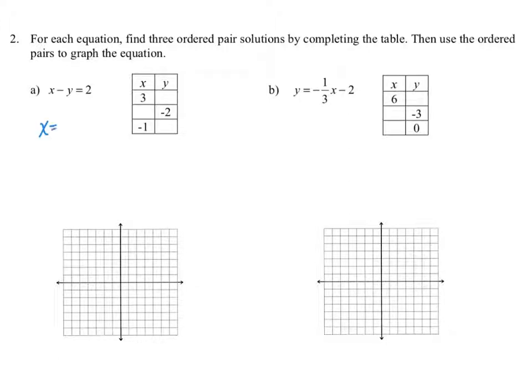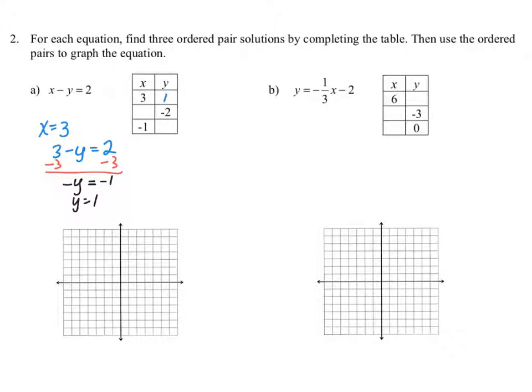If we let x equal 3 and plug that into the original equation, we end up with 3 minus y is equal to 2. By solving this equation for y, we will be subtracting 3 from both sides of the equation, and the resulting equation will be negative y is equal to negative 1, so that means y is equal to 1. We can fill in that part of the table: when x is equal to 3, y is equal to 1.